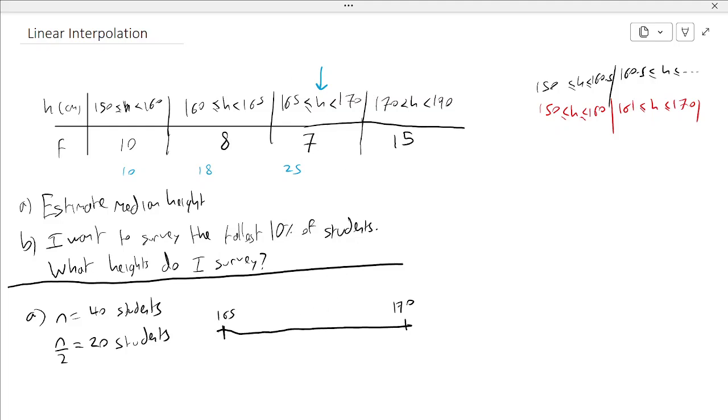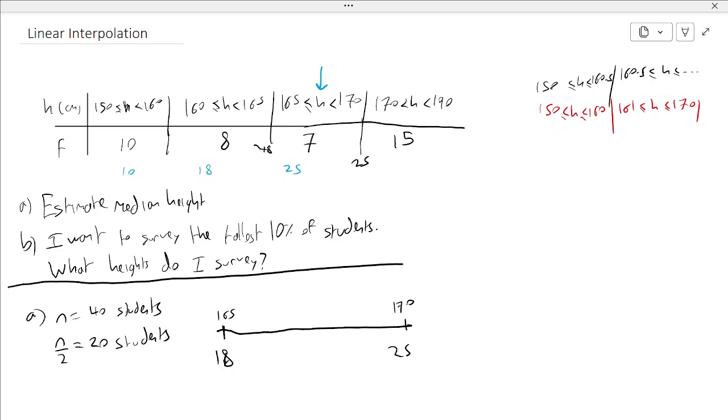So the 165 centimeter height mark corresponds to student number 18, if we assume all the students are spread completely equally throughout all the classes. Student number 18 is right here, the top of this lower class and the bottom of this class. Similarly, student number 25 is the very top of this class, corresponding to 170 centimeters.